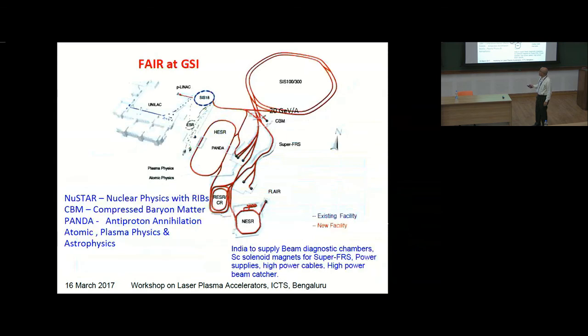And the FAIR, this is the machine with the storage ring, which is 20 GeV per A, and we are to supply the beam diagnostic chambers of the entire path, and the solid magnets for these fragment separators, power supplies, high power cables, high power beam catcher. We are actually contributing 3% of the cost of production of the machine. This is our contribution. And in return for that, we will get the beam time.